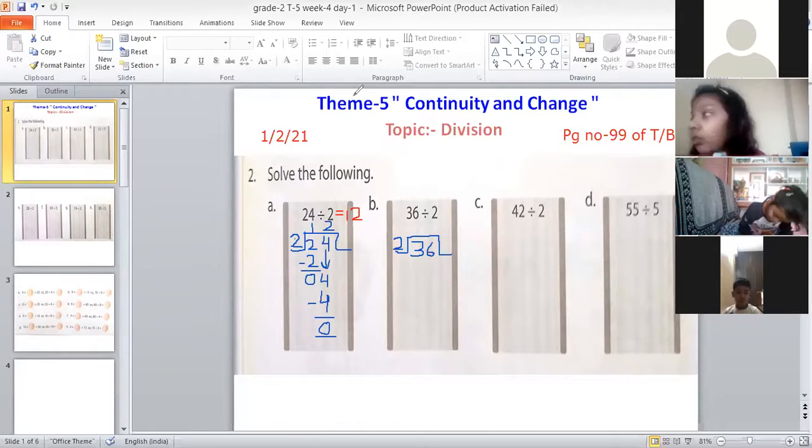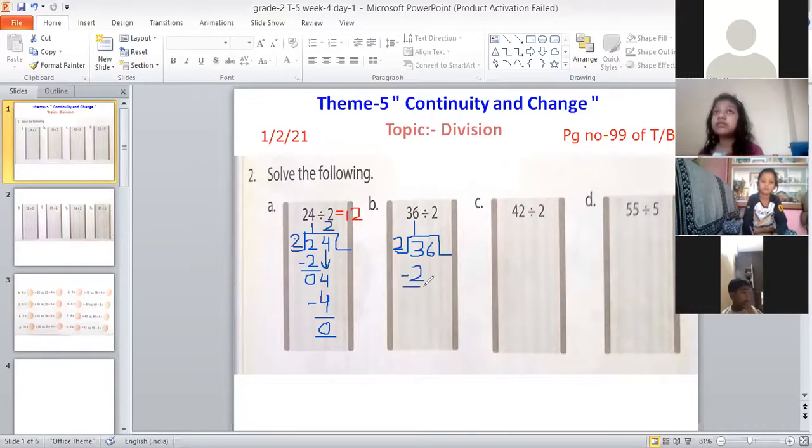Now tell me, in the 2 table, when will you get a number smaller than 3 and nearest to 3? 2 ones are 2. Very good. That is, 2 is the only number in the 2 table which is smaller than 3. So 2 ones are 2. We'll be writing that 1 above this 3, and we'll be writing this 2 below this 3, and we will put a minus sign here.